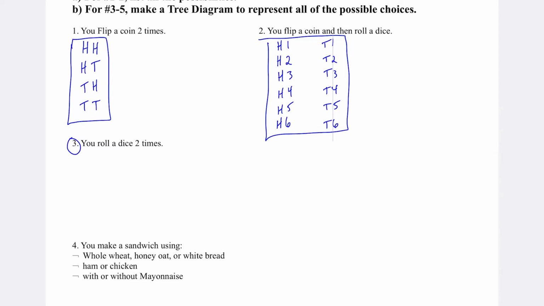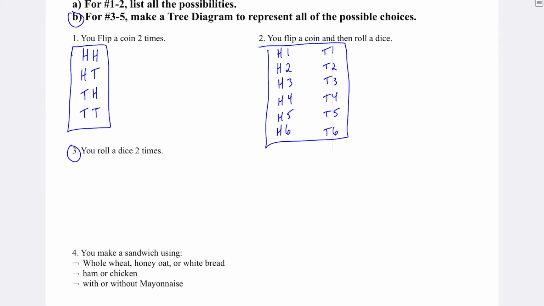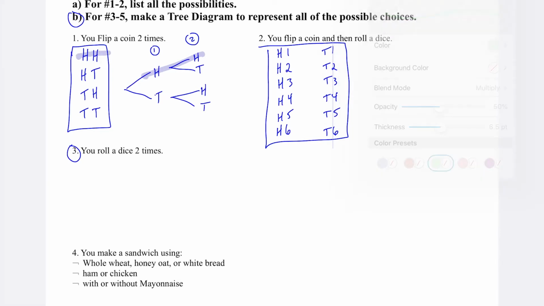Okay, now let's go back to number 1, and let's try out B. Make a tree diagram to represent all the possible choices. I know I'm not following my instructions, but let's try it anyway. So option 1, you flip a coin, and on the first flip, you either get a head or a tail. On the second flip, you can think of this as flipping a head or a tail within each one of those. So notice that this line represents a tail and then a head. So that's this one right there.